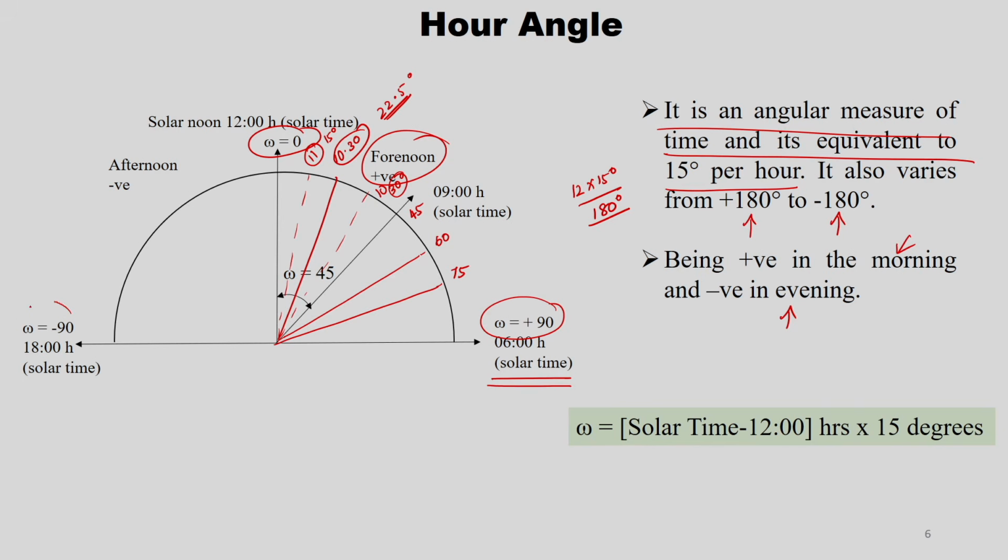In the afternoon omega is minus 90 at 6 o'clock in the evening, and in the afternoon it is 0. In between, if you want to calculate, you calculate the same way in minus. The formula is solar time minus 12, in hours, into 15 degrees. For example, solar time is 10 minus 12, into 15. For 10 hours it is 2, so if it is 10 hours in the morning, you take it as plus. So it is 30 degrees.